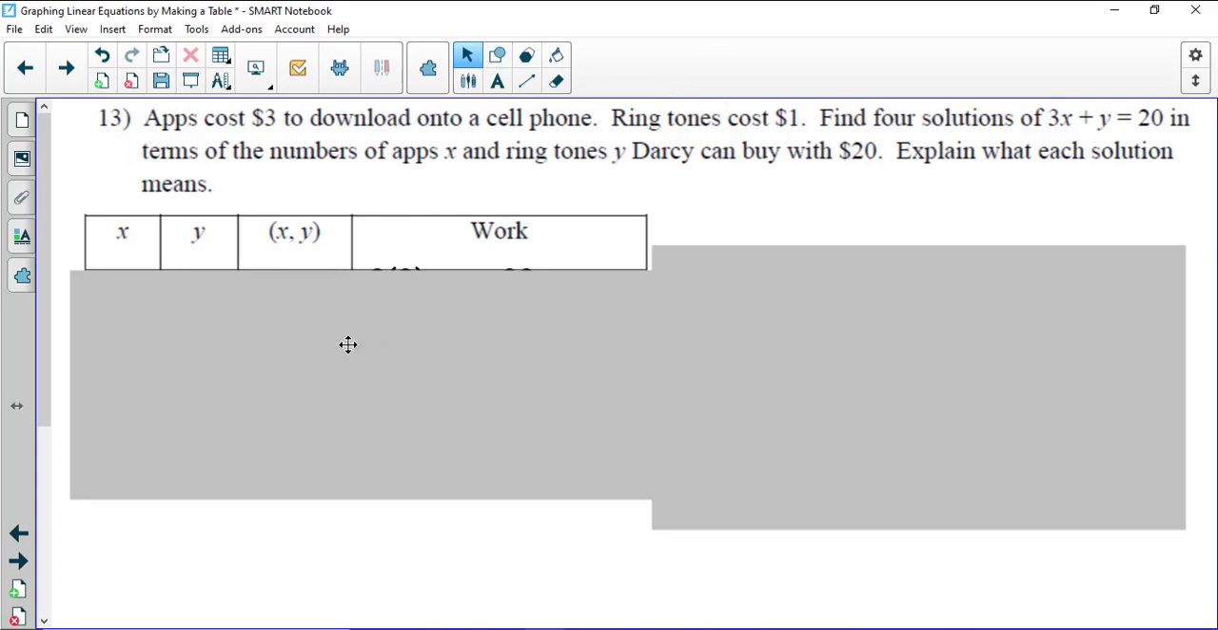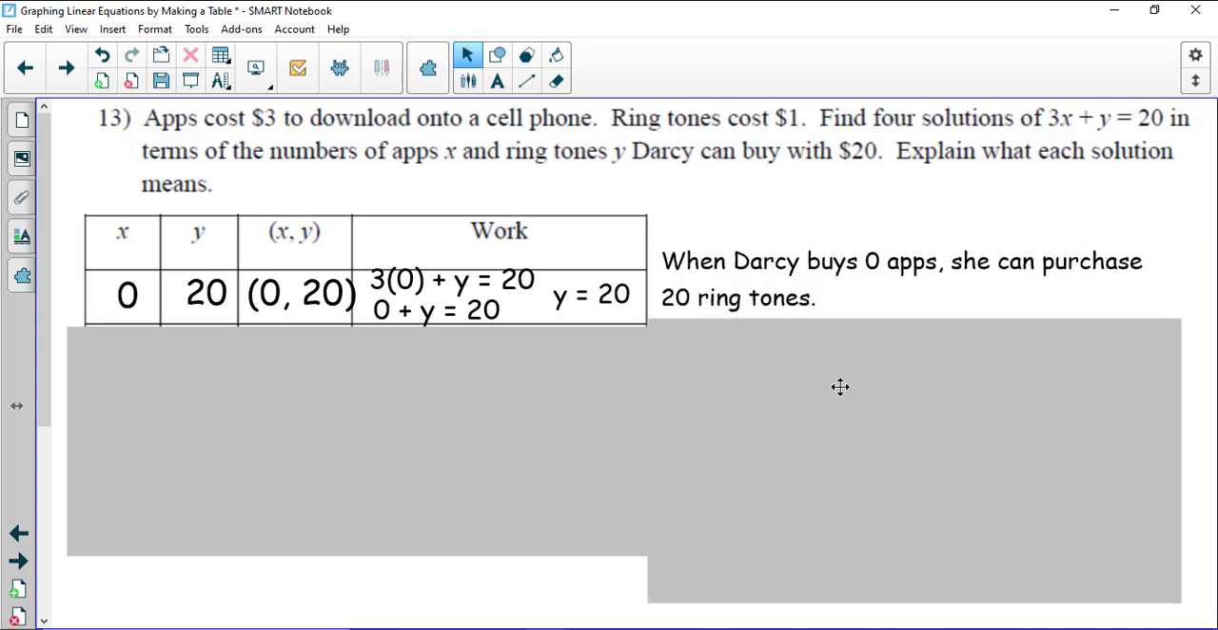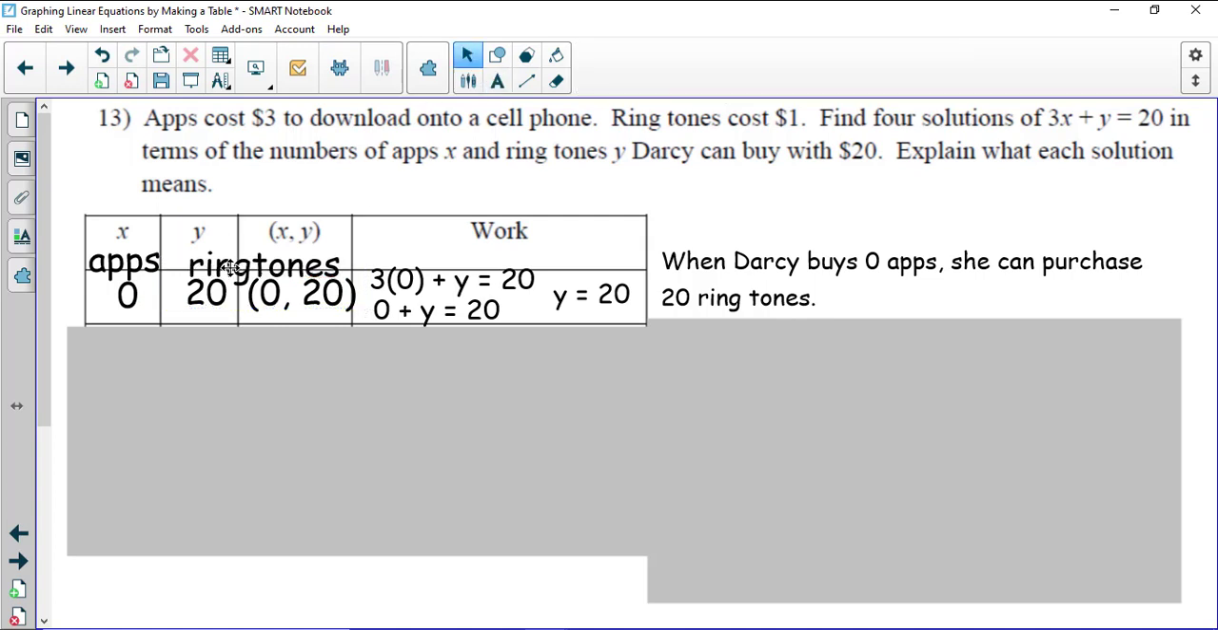So, first thing I did was I let x be 0. And 3 times 0 is 0. You get 0 plus y is 20, so y is 20. And what this means is that when Darcy buys 0 apps, because keep in mind, x represents the number of apps, we can even type that in here, and y represents the number of ringtones. So 0 apps, 20 ringtones. So when Darcy buys 0 apps, she can purchase 20 ringtones.